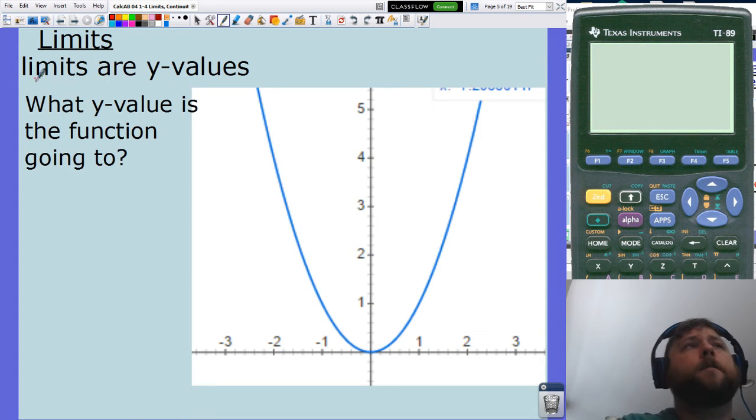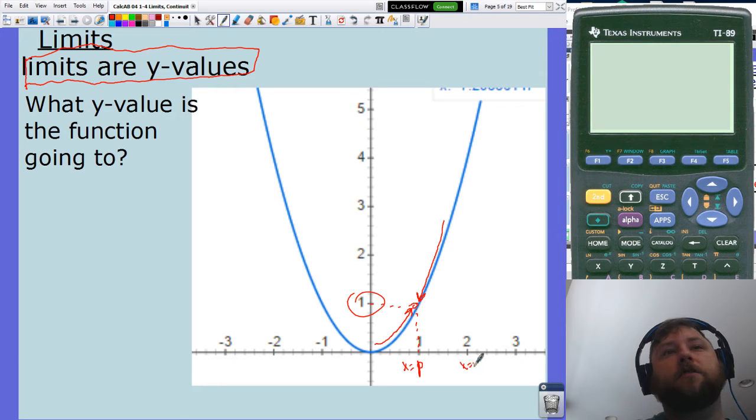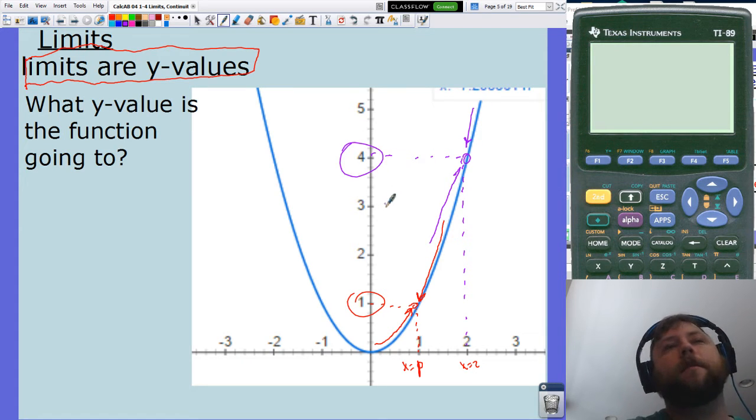Another way to explain this. What you want to know is limits are y values. When I say find the limit, I want you to find the y value. Usually you're given an x value. So if I said, what is the limit when x equals 1? Well, what's the y value the graph is approaching? It's not just the right side, it's the left side. It looks like the y value is 1. If I said when x equals 2, and if you followed the graph, well, when x equals 2, it's all the way up here, and you're approaching y equals 4. So that's the limit when x equals 2.